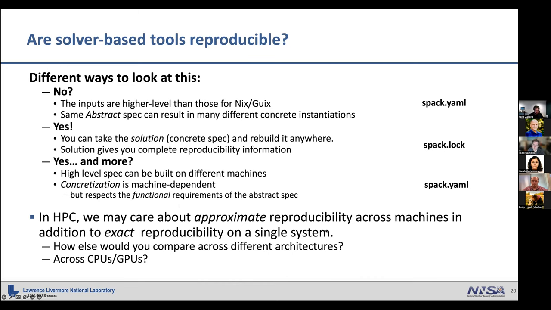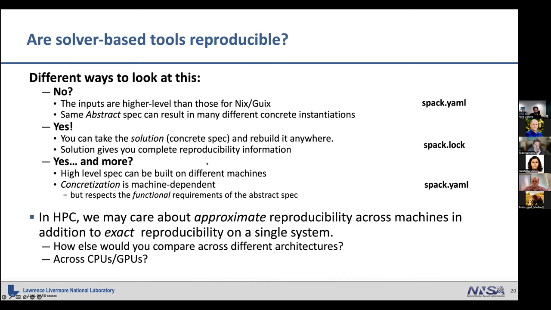In HPC, we care about approximate reproducibility across multiple machines, in the sense that we're frequently comparing big machines that have different architectures and different hardware properties. And how else would you compare different machines? If you have two builds for two different architectures, they're not necessarily the same. They may have very different compilations. They may have very different performance. So when you compare across CPUs and GPUs with different architectures, I think what you're really talking about is taking the same software and comparing it running on those two machines as best as you can compile it on them. That's typically what you're comparing in a benchmark or something like that. So approximate reproducibility matters. Now, could we do better than what we're doing right now?